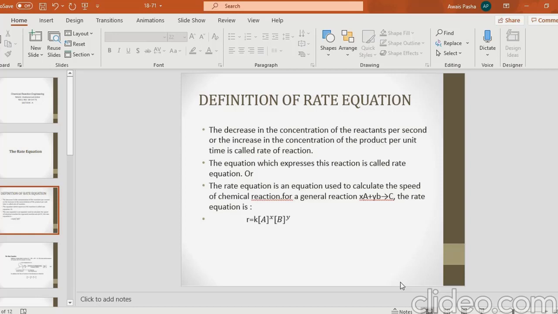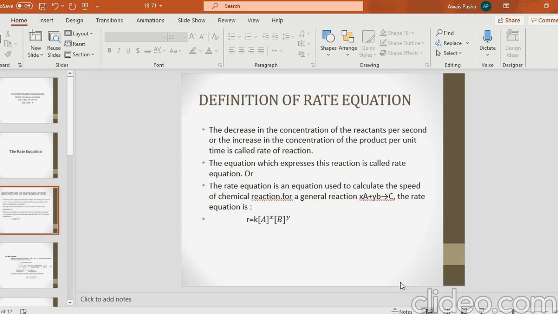So we define the rate equation or the rate of reaction as the decrease in concentration of the reactant per second or the increase in concentration of the product per unit time is called rate of reaction. The rate equation is an equation used to calculate the speed of a chemical reaction.